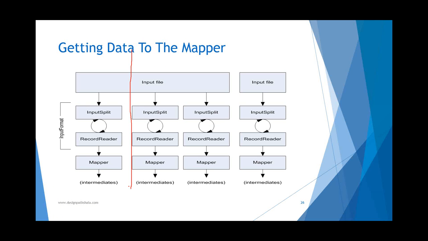So input split reads our whole block. And a record reader segregates each record from that block and passes that record one by one, creating a key and value pair for you to your mapper class. And then the mapper will really play on that data.